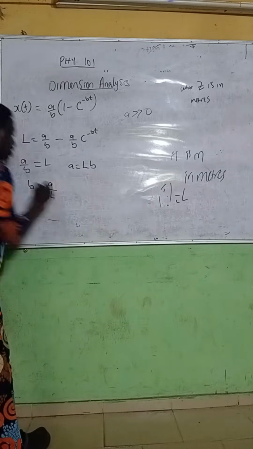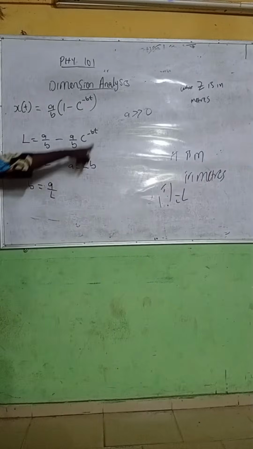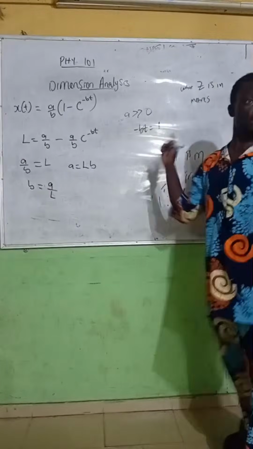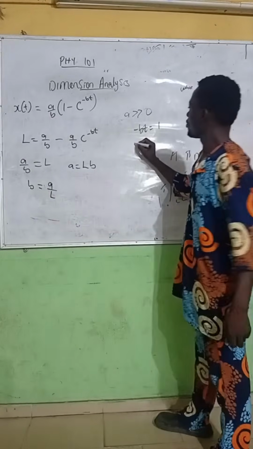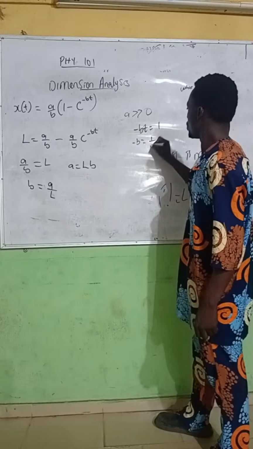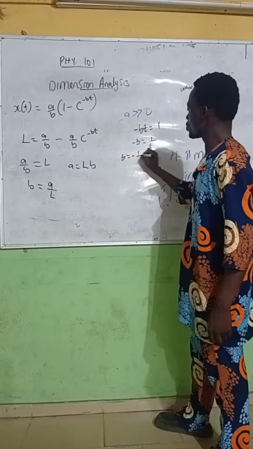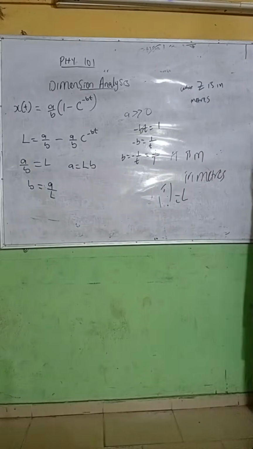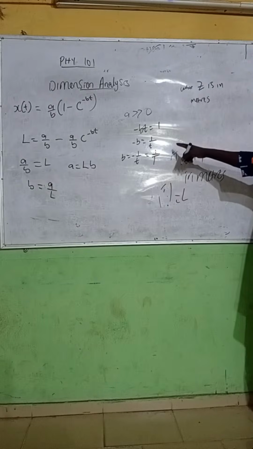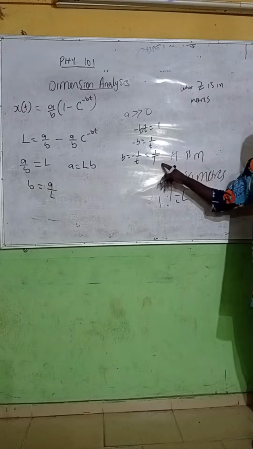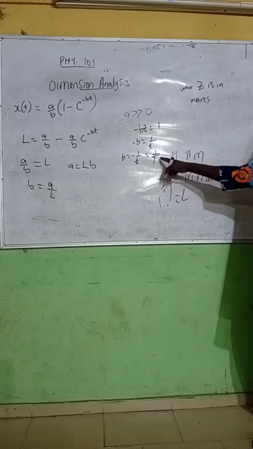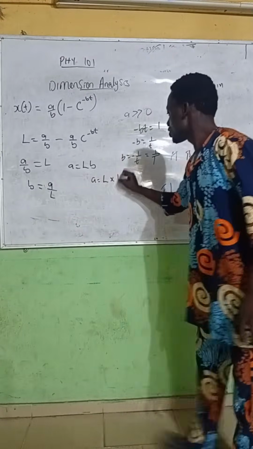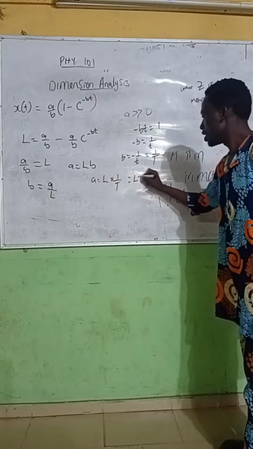A over L. But we need to find B since we have power here. Minus BT equals 1. Do we remember? Yes. So here we have minus B equals 1 over T, so B equals minus 1 over T, which is 1 over big T. Dimension has nothing to do with minus. So our B is 1 over big T. Are we together? Yes. So that means our A equals L times 1 over T, and that's L per T.